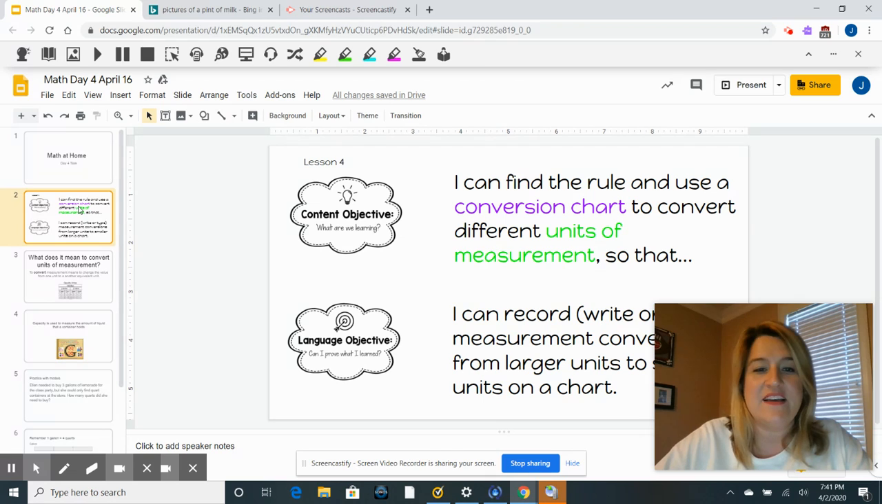Today, our content objective and our language objective, what we're learning and how we're going to prove that we've learned that, is that I can find the rule and use a conversion chart to convert different units of measurement so that I can record, which means to write or to type, measurement conversions from larger units to smaller units on a chart. So those are our objectives for today.